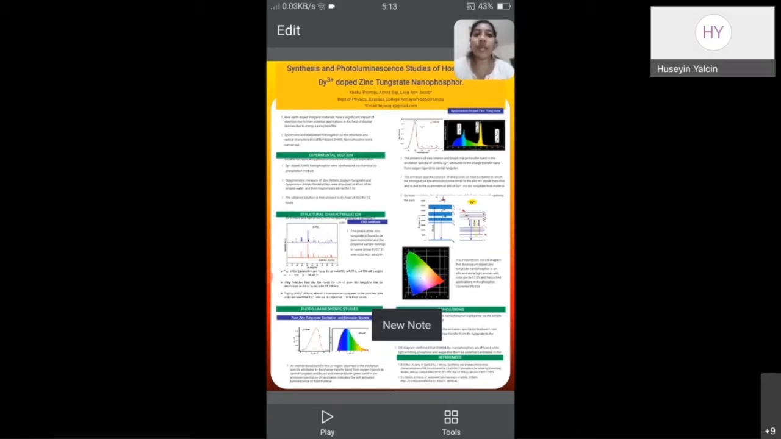The resulting sample is ground in a mortar jar to get the desired nano powder. This nano powder is then subjected to different characterization techniques. The first one is structural characterization. For structural characterization, we take the XRD pattern.